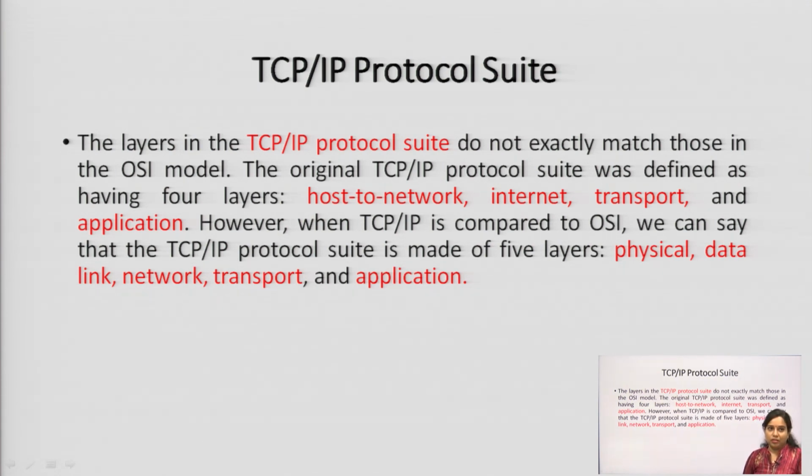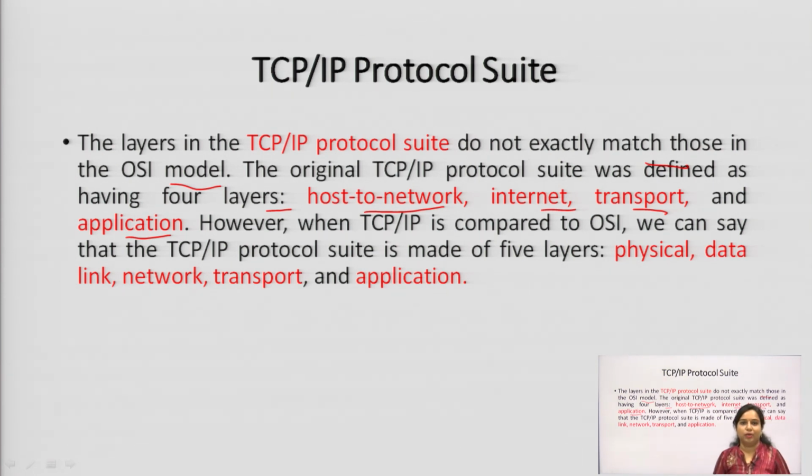This is associated with the OSI model, because the OSI model has 7 layers, while TCP/IP has 5 layers. I am going to show you how these are interconnected. The layers in the TCP/IP protocol suite do not exactly match those in the OSI model. The original TCP/IP defined 4 layers: host to network, internet, transport and application layer. However, when TCP/IP is compared to the OSI model, we can say that TCP/IP is made of 5 layers: physical layer, data link layer, network, transport and application.